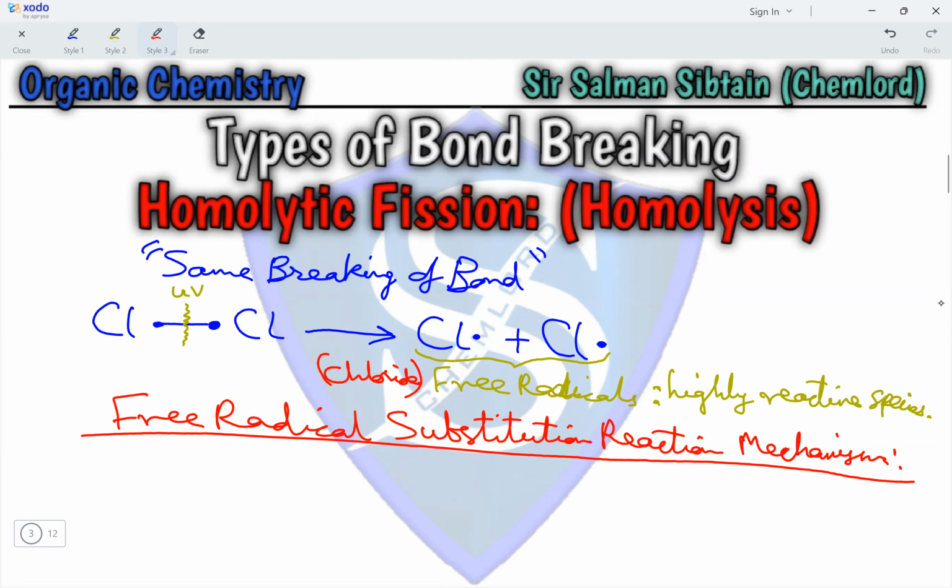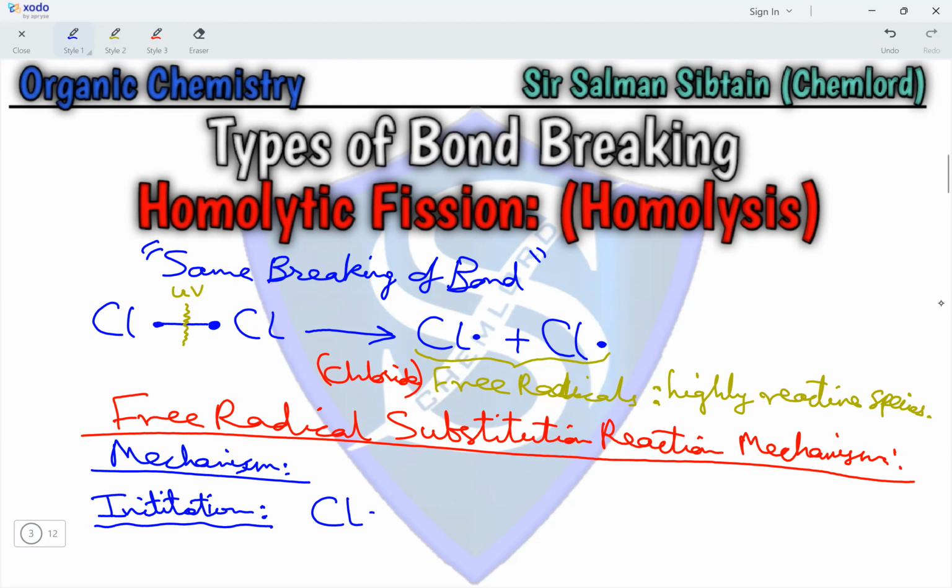These are chloride free radicals. So, when we are talking about the free radical substitution reaction mechanism, we start with a molecule of chlorine, and this is how the reaction begins or initiates. So, we are looking at the mechanism of free radical substitution. The mechanism involves the initiation step, which is the exact same step as already seen, in which we have Cl2 undergoing homolytic fission in the presence of UV light, producing chloride free radicals.